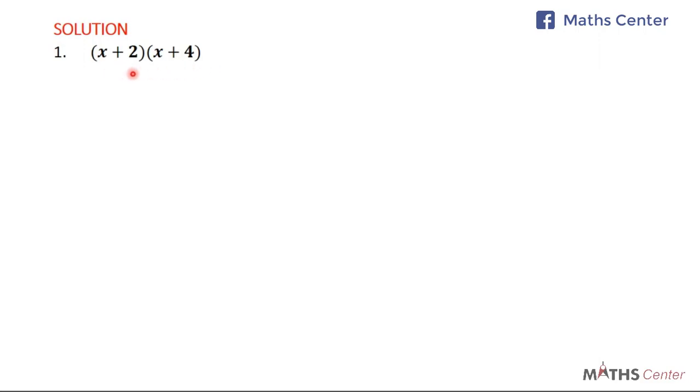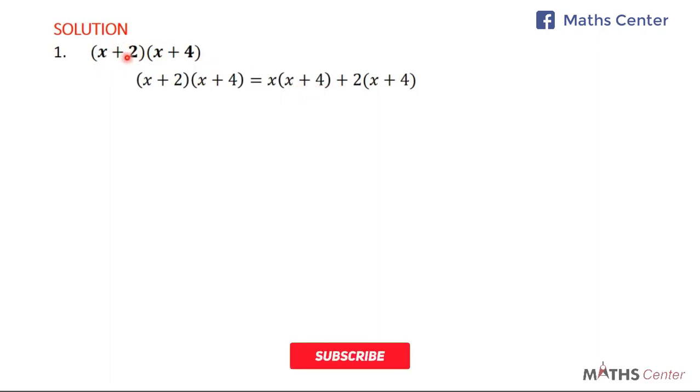Now, in order to expand this, this is what you do. You use the distributive property. So we take x and we distribute it over x plus 4. Then we take 2 and we distribute it over x plus 4. So this is how it's going to be. Use the first term in the first bracket, which is x, and multiply it by the second bracket, which is x plus 4. Then take the second term, in this case 2, and multiply it by the second bracket, in this case x plus 4.